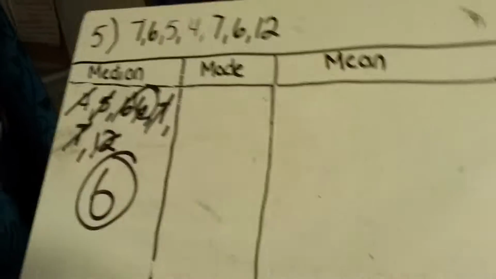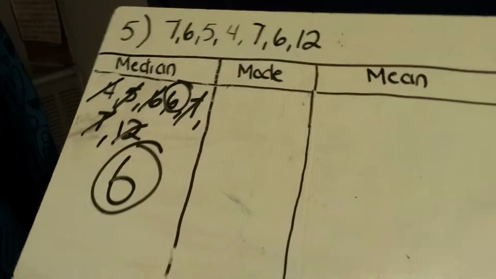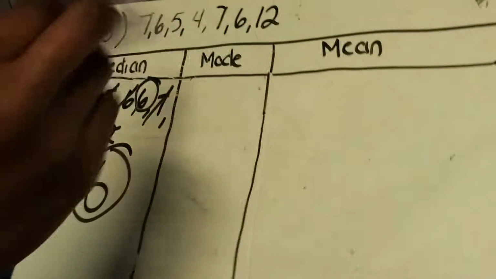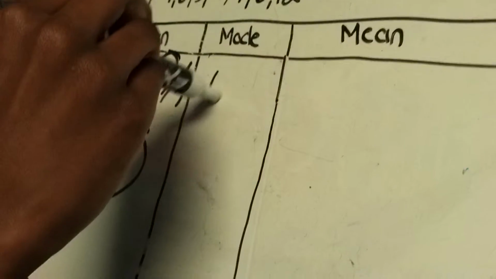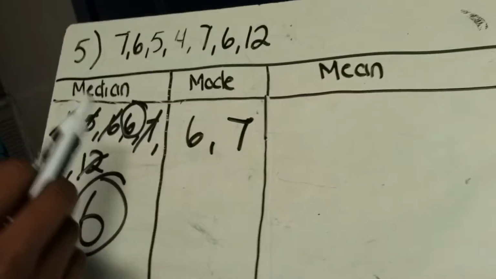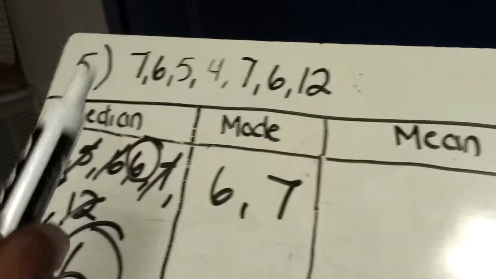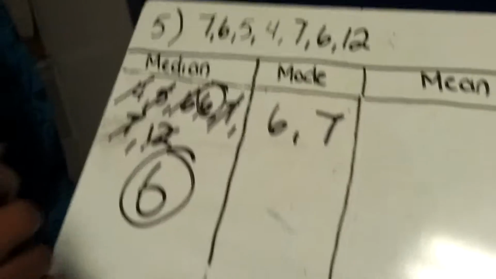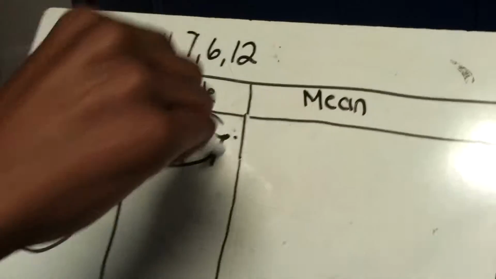And your mode is the one that appears the most. And that is 6 and 7. Because there are two 6s and there are two 7s. Good job.